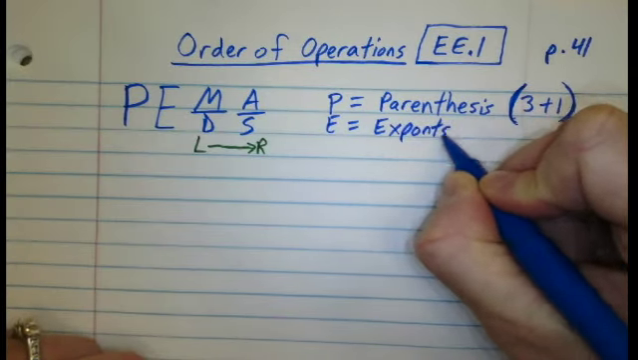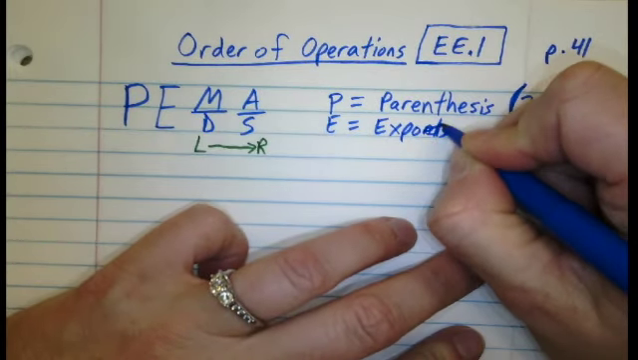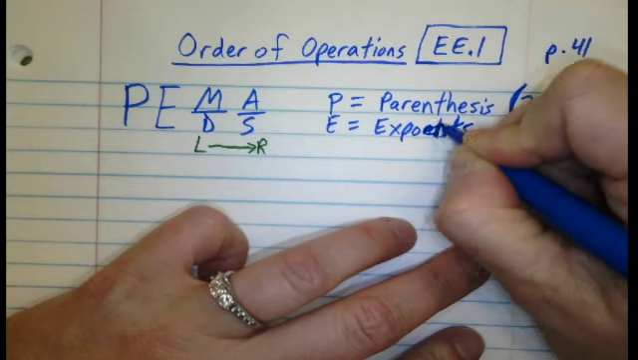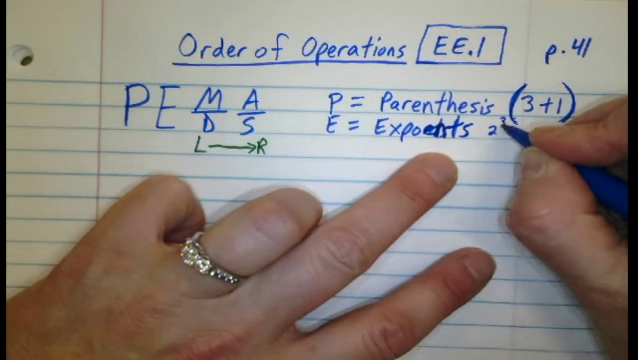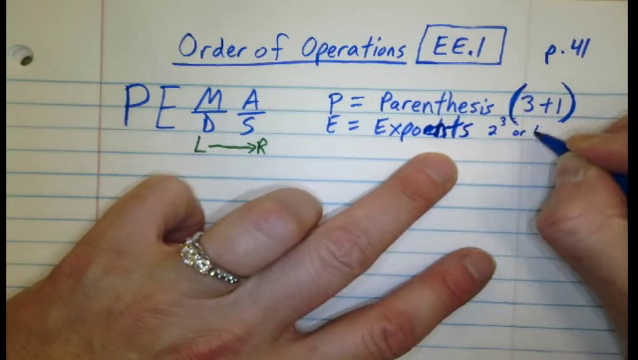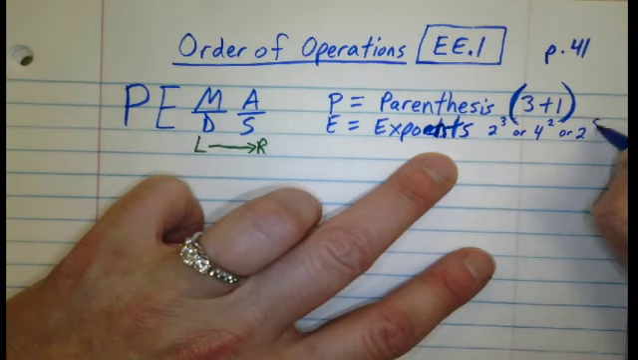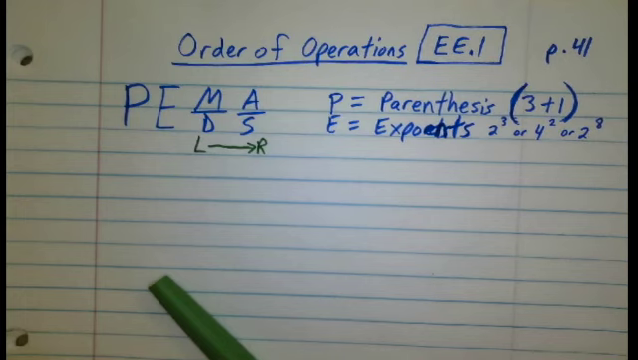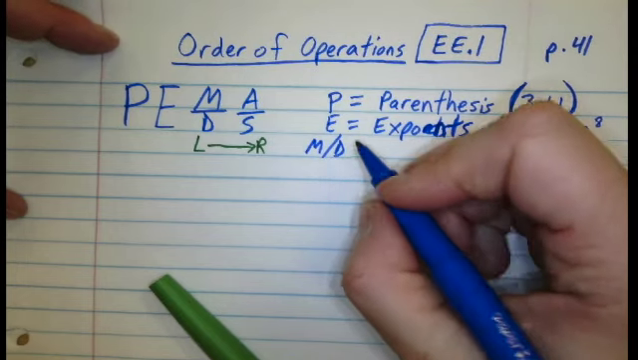The E stands for exponents. Exponents are what we just did in our last lesson. Oops, I spelled that wrong. There's an E in there. E-N-T-S, sorry about that. Exponents would be like 2 raised to the 3rd power, or 4 raised to the 2nd power, or 2 to the 8th power. Your exponents are these little numbers that tell you how many times you take the base times the base.